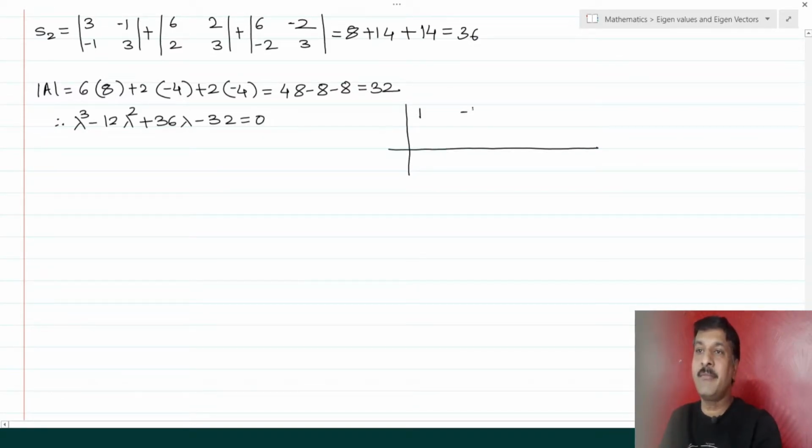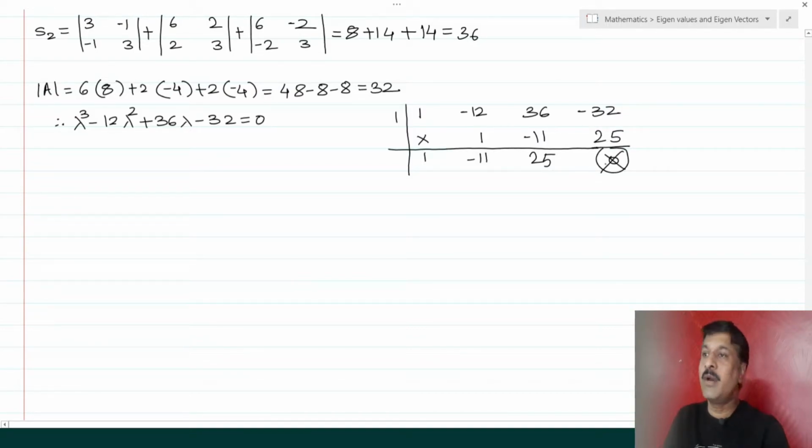Coefficients 1, minus 12, 36 and minus 32. So first you try for 1. So 1 here, 1 into 1, so I am getting minus 11. 1 into minus 11 here. So I am getting here addition of 36 and minus 11, 25. So 25, I am not getting 0 here. So 1 is not a root.